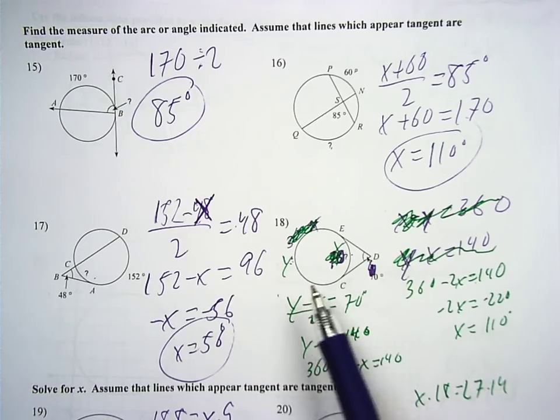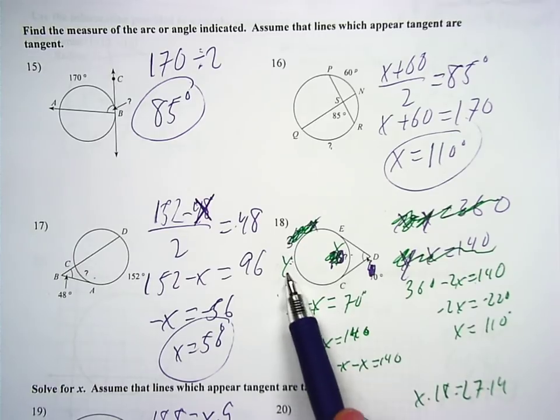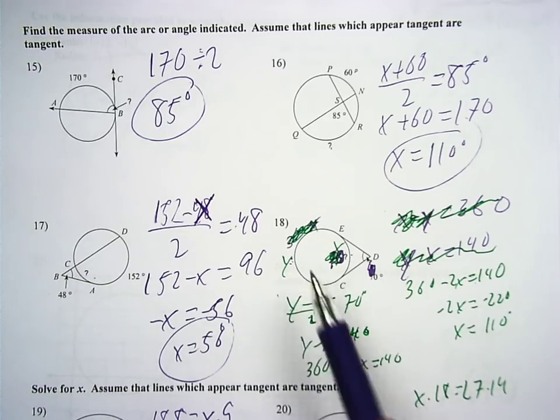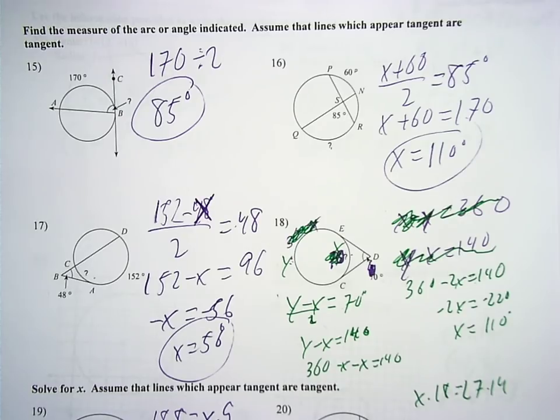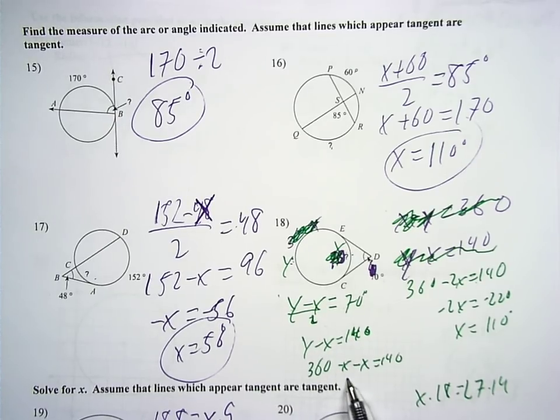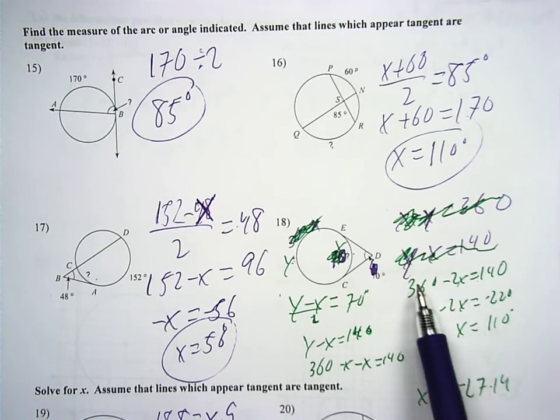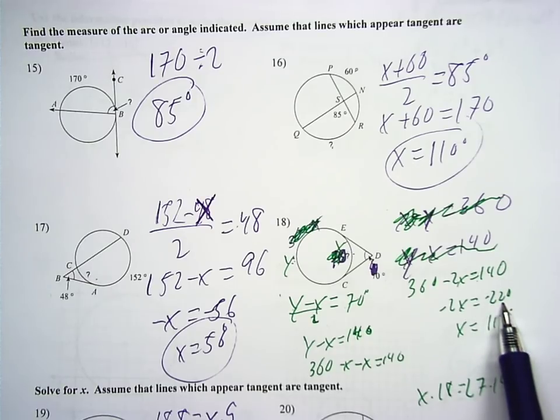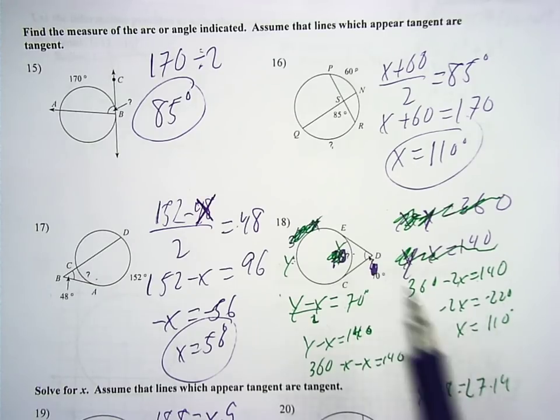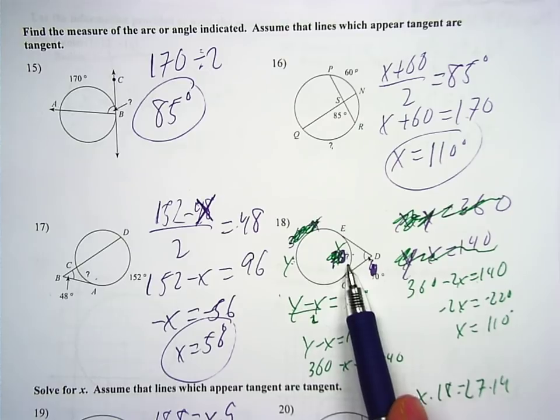And then here's the thing you need to do. You need to replace y with its corresponding value in terms of x. So y is equal to 360 minus x. So that's where this 360 minus x came from. Y is equivalent value to 360 minus x. Combining the x's together makes minus 2x. 360 from 140 is negative 220. So the value of this arc here is 110 degrees.